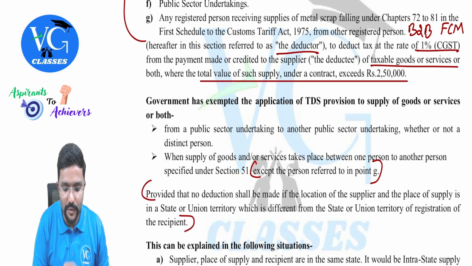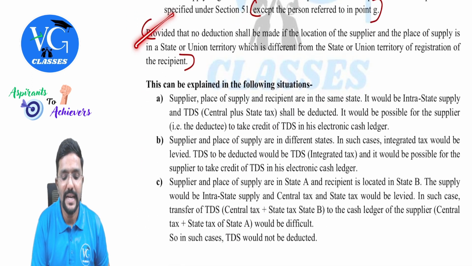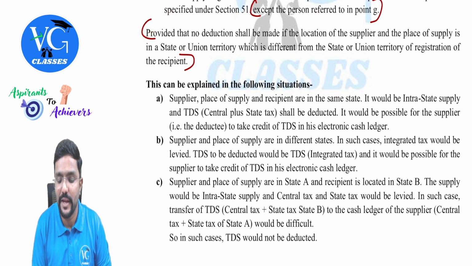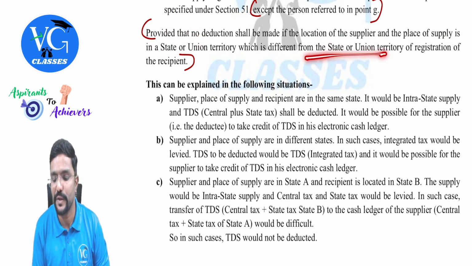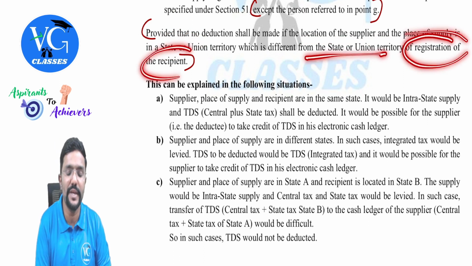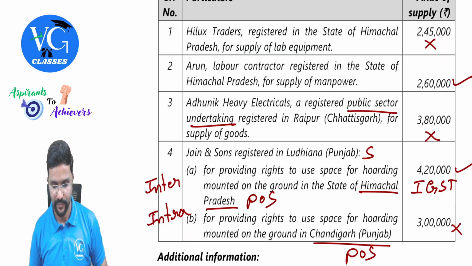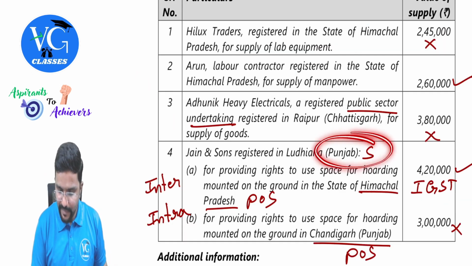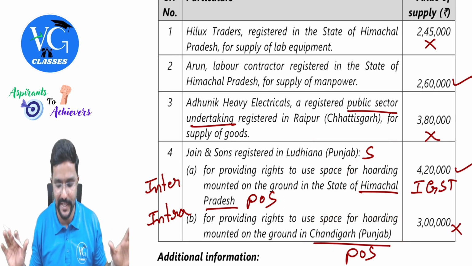You can read this proviso. I will just read it out for you guys. Provided that no deduction shall be made if the location of supplier and place of supply is in a state or union territory which is different from the state or union territory of registration of the recipient. So that is where our case will fit in. Sir, the location of supplier is in Punjab, place of supply is in Punjab, intrastate, whereas the recipient is from Himachal Pradesh. So no TDS, guys.